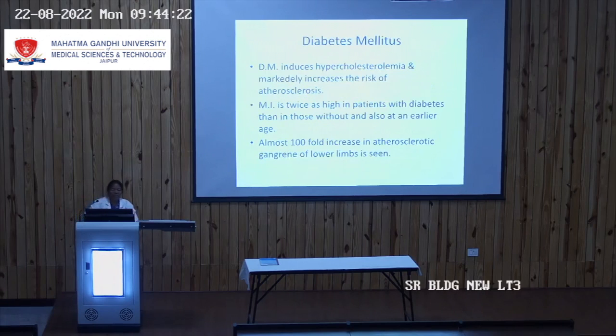Now, diabetes: we have seen that, one, because of the increased sugar, it will cause injury to the endothelium. Secondly, it increases the cholesterol levels. Once cholesterol levels are increased, it will cause increased atherosclerosis, and therefore myocardial infarction is twice as common in diabetes as in a non-diabetic person. And especially it is important in gangrene of the lower limbs, because almost 100% incidence of gangrene of the lower limbs occurs in diabetic patients.